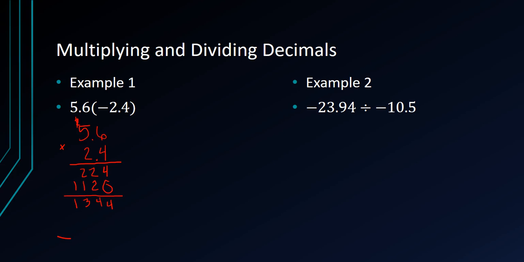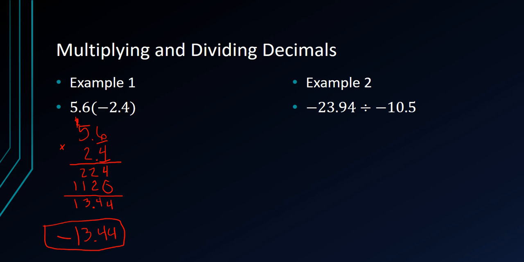Now the question is, where do I put my decimal? If I look here, I have one number after the decimal in the first number and one number after the decimal in the second number. So I have a total of 2 numbers after the decimal point. So I need to put my decimal point right in front of the 4s so that there are 2 numbers after the decimal point. Now remember, we did say our answer is going to be negative, so my answer is negative 13.44.